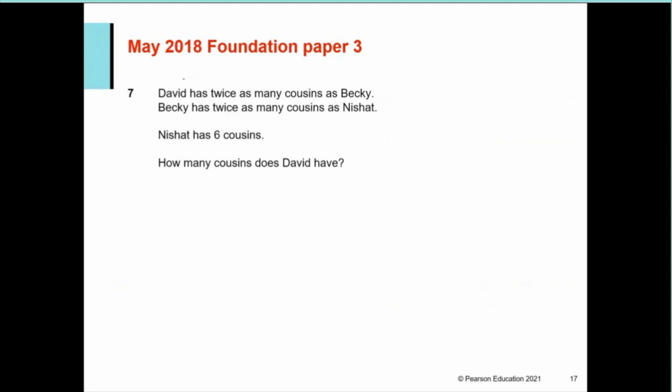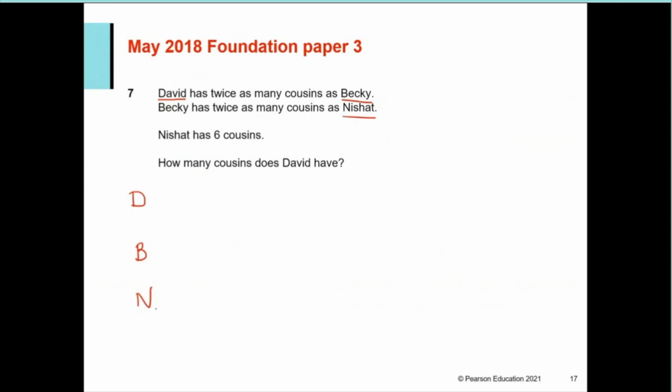So with this kind of question, what I would do is take the students through it again. First of all, just identify how many people we're talking about. Before we even start reading about what we need to draw with bars, just look at how many names we've got. We've got David, Becky, and Nishat. So that's what I'm going to do first of all. I'm going to write that down. I'm not going to do anything else yet.